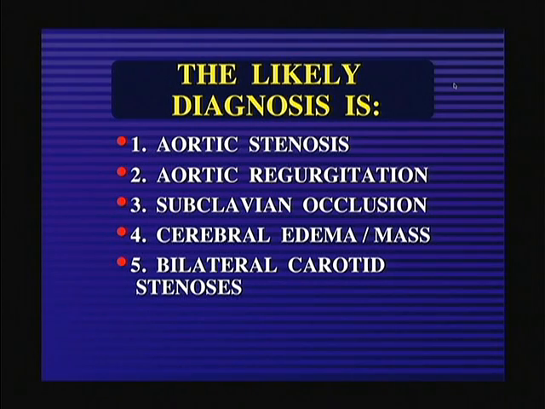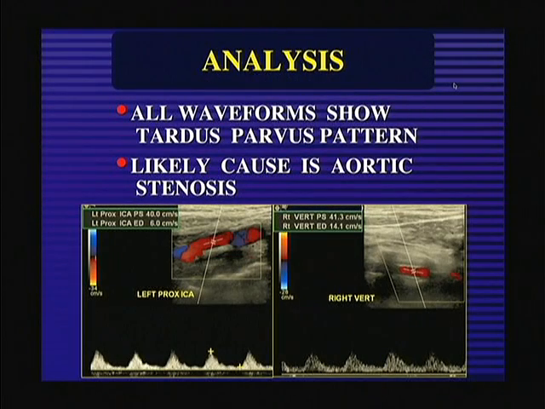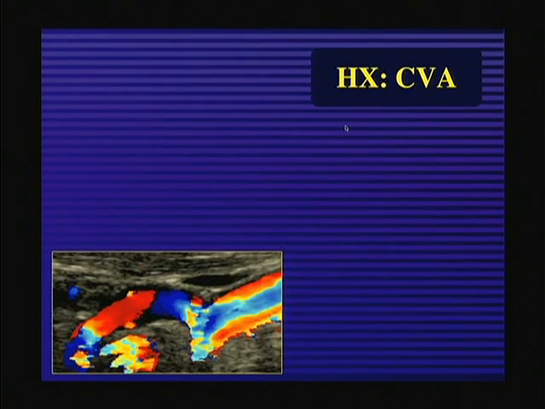We confirmed it with echocardiography that showed there was aortic stenosis. So again, all the waveforms show a tardus pattern. We know the likely diagnosis is aortic stenosis. Next case. This patient has a history of a CVA. Okay, and we're looking at the left carotid bifurcation.